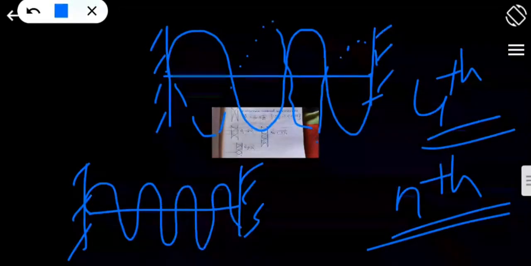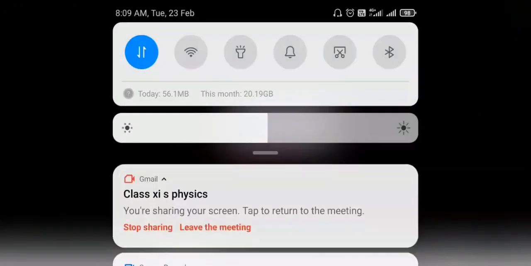So this is the fundamental process. The primary stage is something like this, and after that it is going to be produced in an effective manner. So this is the primary one. This is known as the first harmonic.